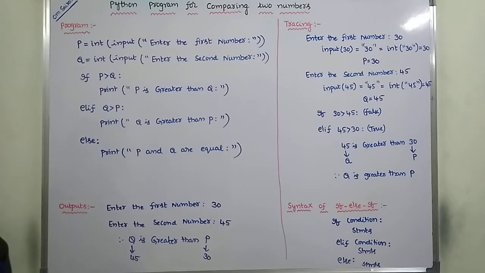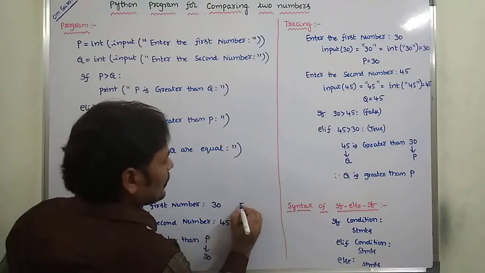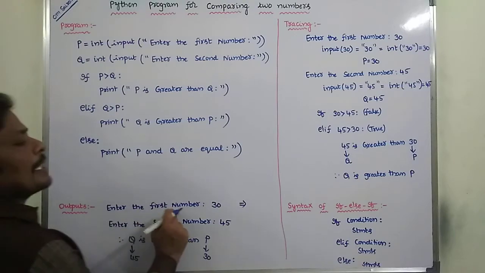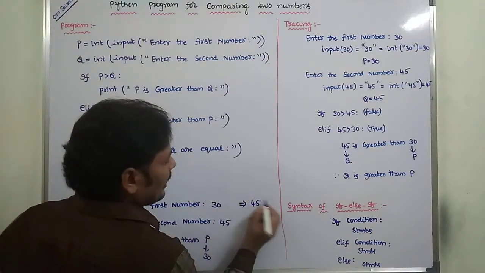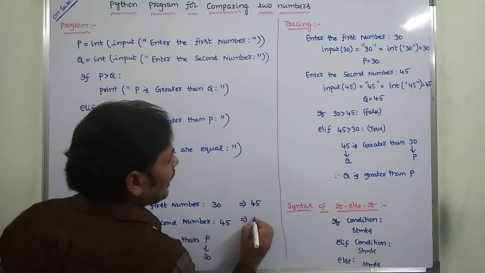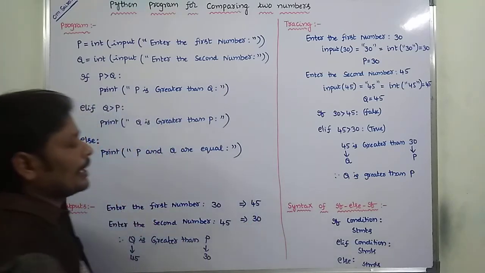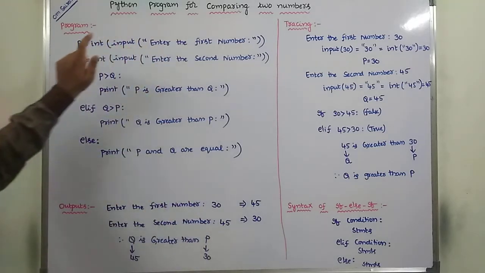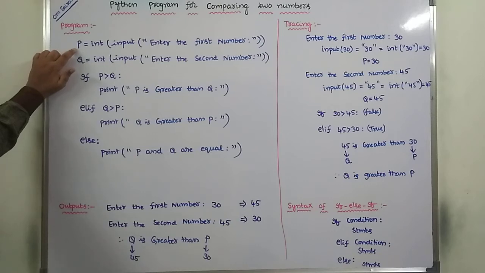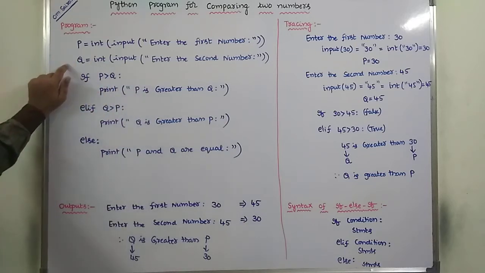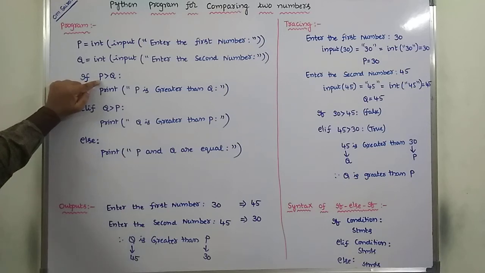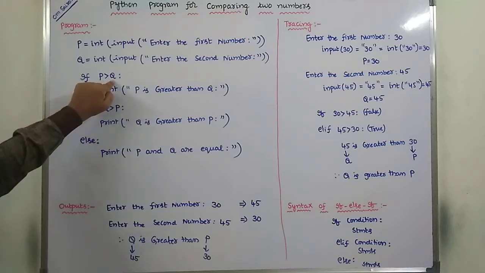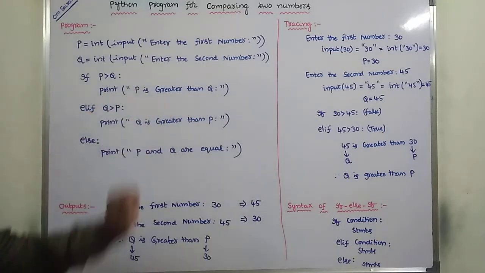Okay, suppose I am giving another input. Enter the first number, so I am using 45. Enter the second number, I am giving 30. So now I am swapping these two values. Enter the first number, 45 is assigned to the variable p. Enter the second number, that is q, 30 is assigned to q. P value 45, q value 30. If p value 45 greater than 30, condition true. So now this statement is executed.